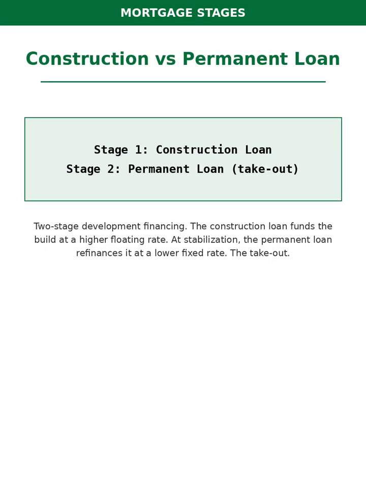Construction loan and permanent loan. Two-stage development financing. Stage 1 is the construction loan, which funds the build at a higher floating rate. Stage 2 is the permanent loan, which refinances the construction loan at a lower fixed rate after the property reaches stabilization. The permanent loan is also called the takeout.